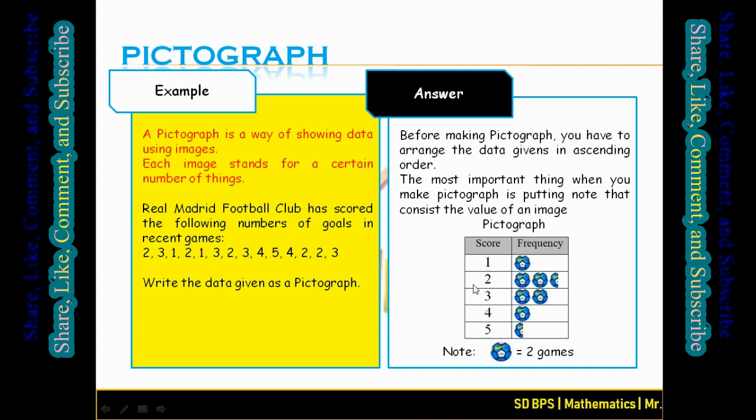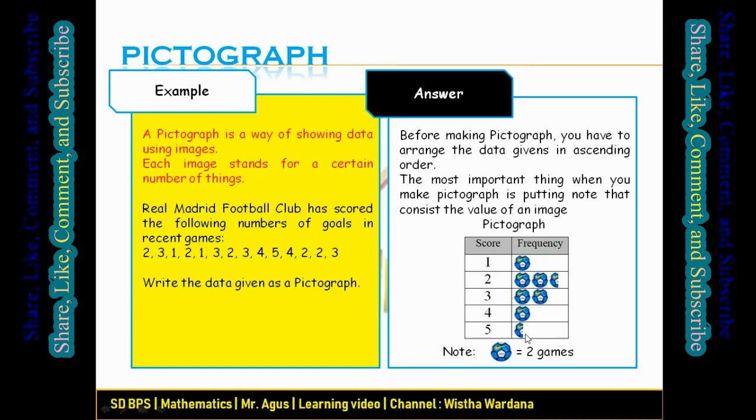Real Madrid Football Club scored 3 goals in 4 matches or 4 games, and scored 4 goals in 2 games. And the last one is scoring 5 goals in 1 game, because in this column we have a half of a ball image. It means the Real Madrid Football Club scored 5 goals in 1 game. Do you understand?